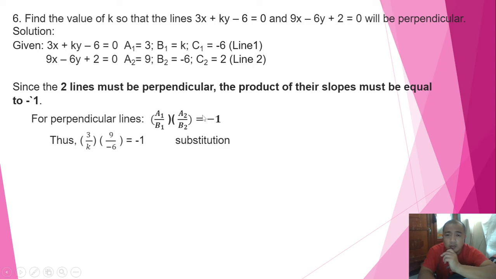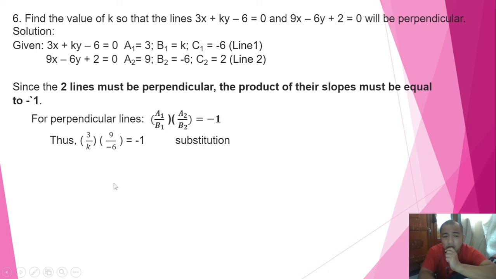Or you can use our formula. Our formula is a sub 1 a sub 2 plus b sub 1 b sub 2 equals 0. You can also use that formula or this: the product of their slopes is equal to negative 1. So 3 over k times 9 over negative 6 equals negative 1.